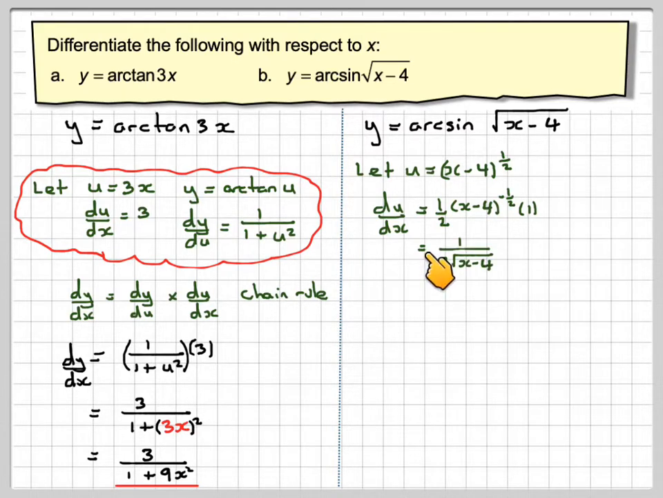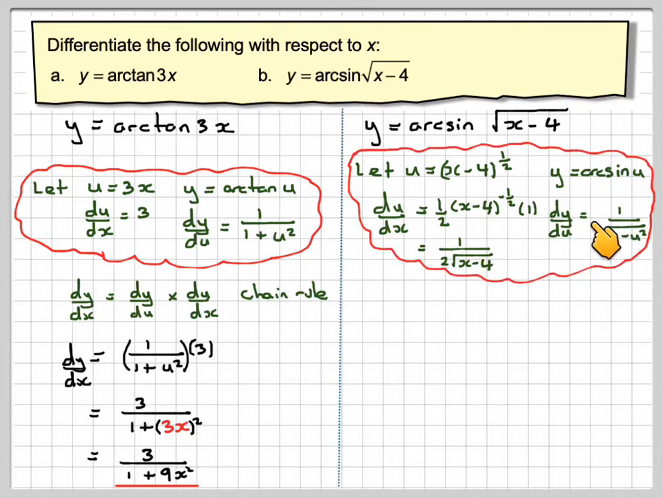So that now becomes, rewriting it, 1 over 2 square root of x minus 4, using our rules of indices. You should be okay with your rules of indices. This now means that y is arcsine of u, and that's a standard result that I've shown you in the previous video, that dy by du is 1 over the square root of 1 minus u squared. So dy by dx will be equal to dy by du times du by dx, using the chain rule.